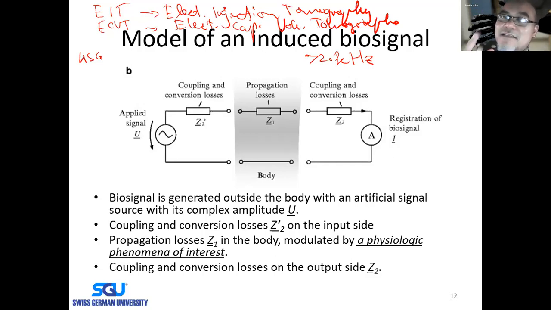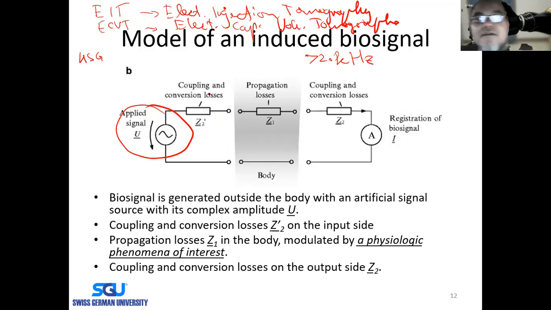So here the signal source does not come from the body. In the case of ultrasound, or also electrical injection tomography, also electrical capacitance volume tomography, the signal does not originate from the body, but originates from the equipment itself, from the ultrasonographic equipment itself, or EIT itself, ECVT itself. So this is the applied signal that comes from outside of the body. It injects that signal into the body using this coupling and conversion loss one, or Z2 dash. Then inside the body, there will be propagation loss. As I mentioned, some will be converted to heat, lost as heat. The other part will be scattered back.